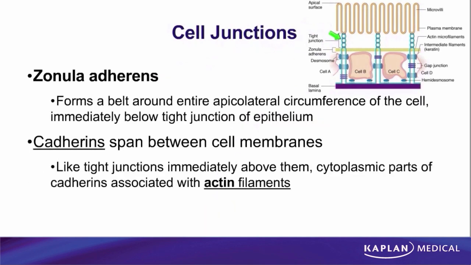Zonula adherens, which are always close by, just outside of or away from the lumen from the zonula occludens, are found here. And they also will serve as a barrier to movement between the cells, and they also will have actin filaments or microfilaments on the cytoplasmic surface of the cell adjacent to that complex. So we'll see that on an electron micrograph.